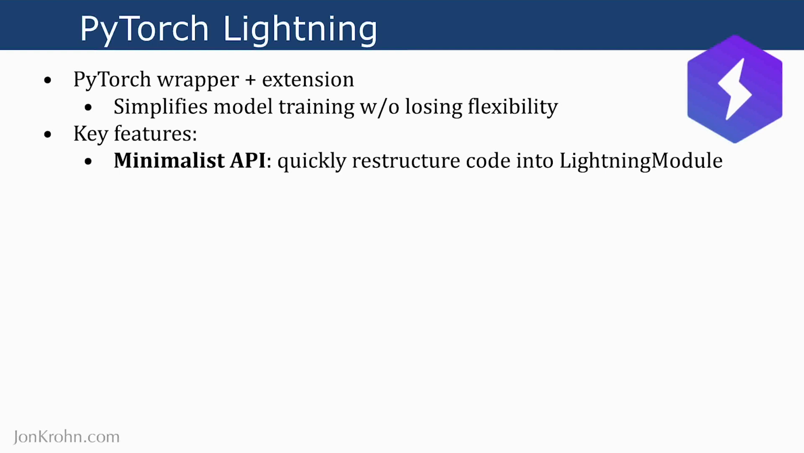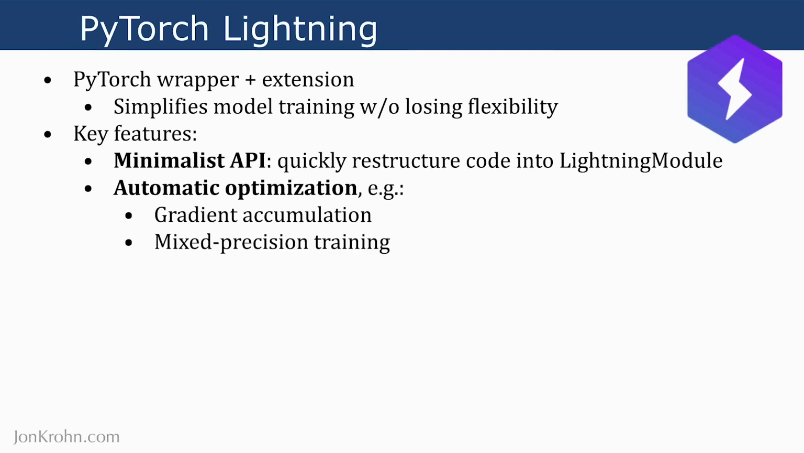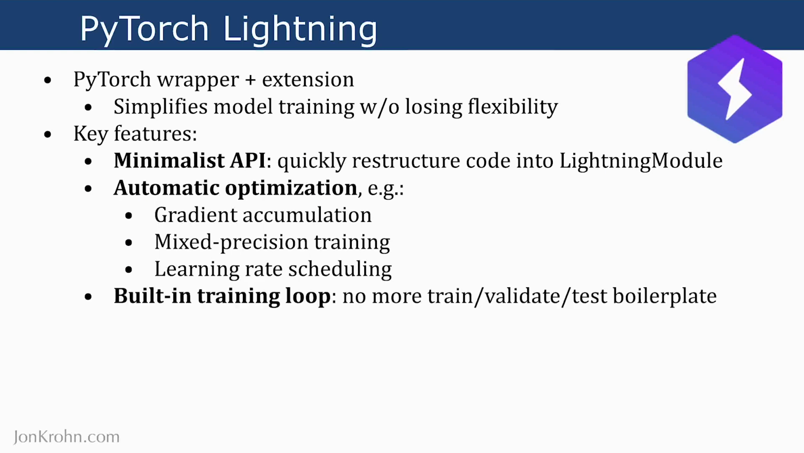Key features of PyTorch Lightning include that it has a minimalist API, so you can quickly restructure your code from PyTorch into a Lightning module. That's all you need to do. It offers automatic optimizations. So those optimizations that we went over in the Hugging Face Transformers libraries, things like gradient accumulation, mixed precision training, and learning rate scheduling, which we didn't talk about, but this is how fast or how slow you should be training at any given point in your training. And so these kinds of optimizations are handled automatically by PyTorch Lightning.